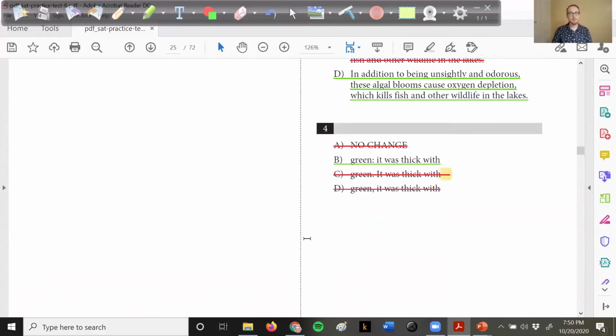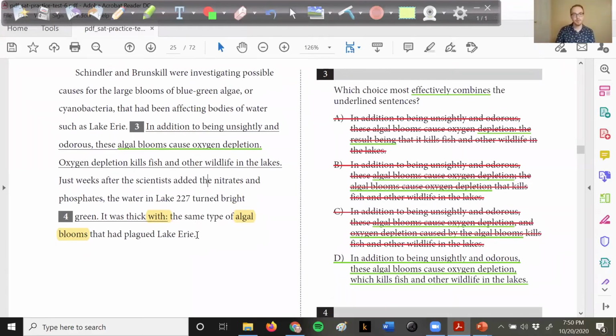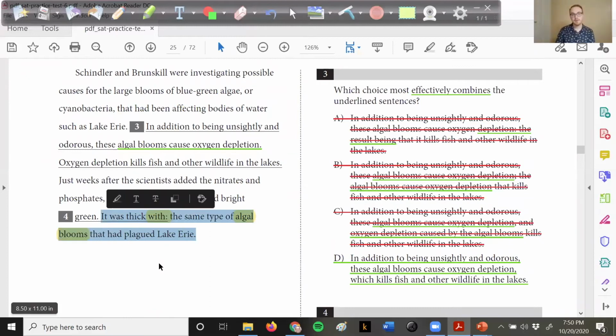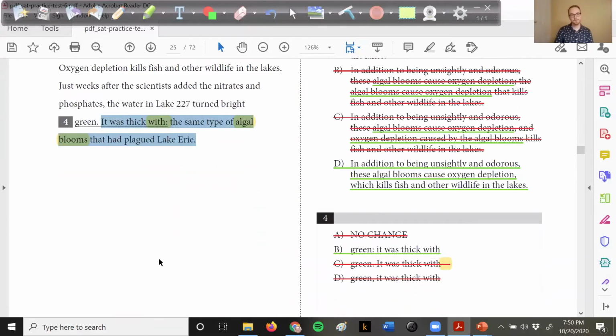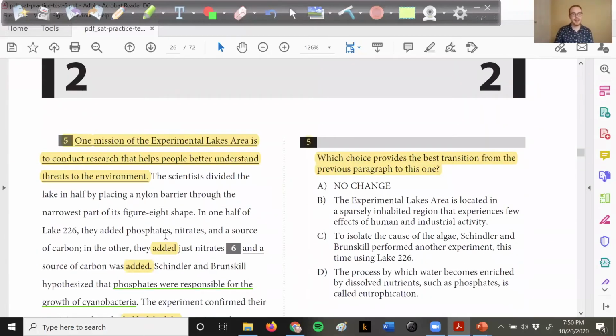Now let's see what the previous paragraph was about. We can remember, Schindler and Brunskill were investigating possible causes. Okay, yes, and algal blooms cause oxygen depletion. My goodness, we'll remember that until we die. That's just drilled into our brains. Just weeks after the scientists added the nitrates and phosphates, it was thick with algal blooms. Okay, so this is how the last one ends, and this is how the next one begins. It should provide that connection.